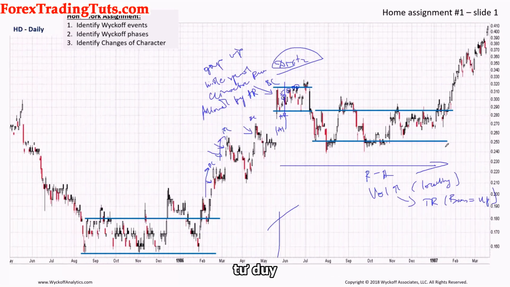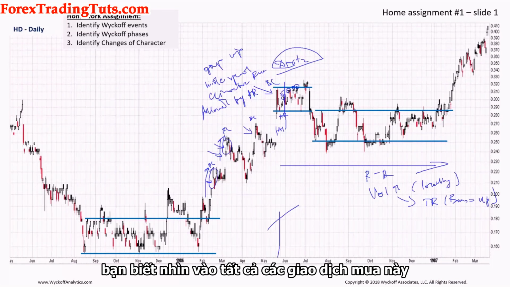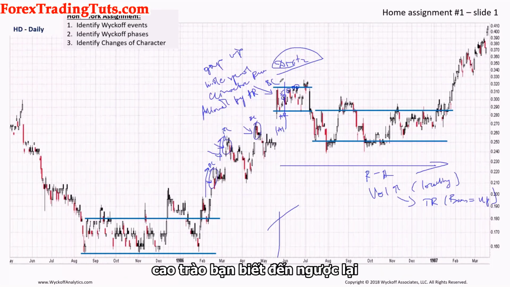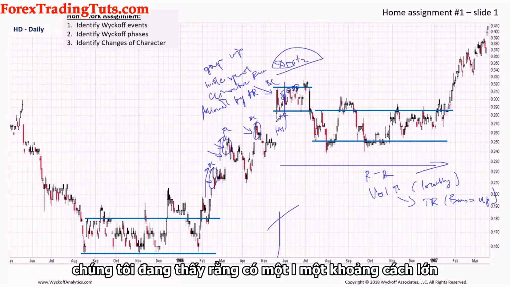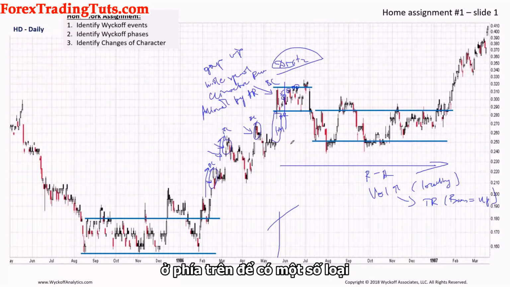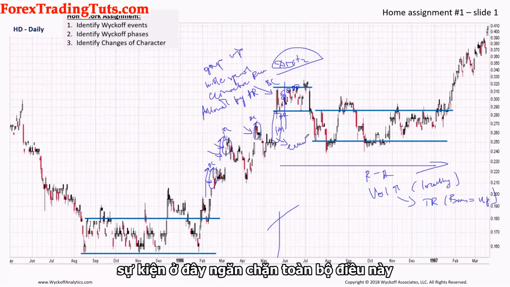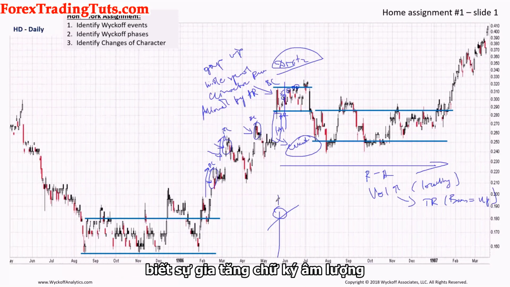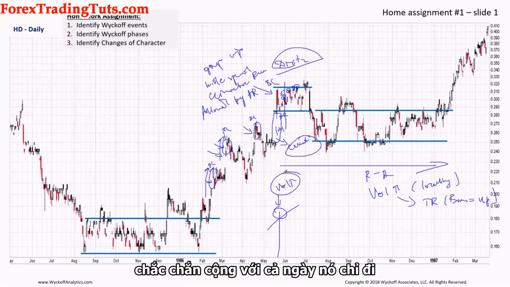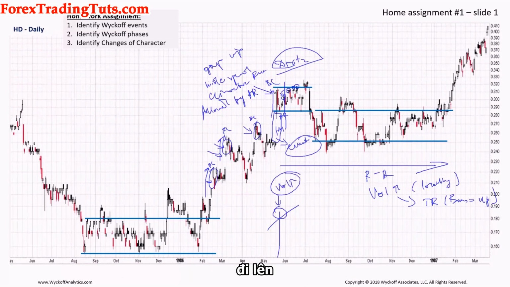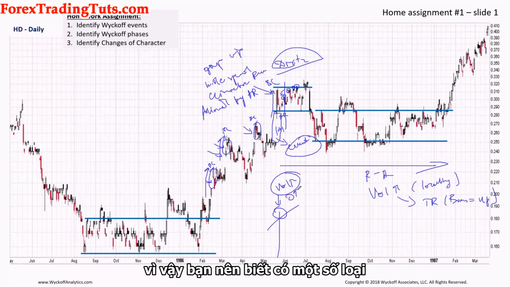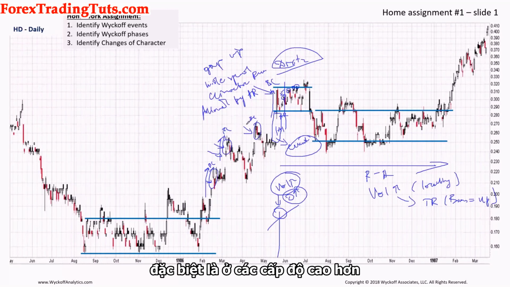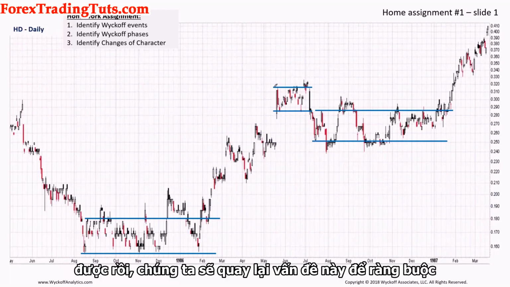On second thought, looking at all of these buying climaxes to the upside, we're seeing that there is a big gap to the upside. So there is some kind of event here that stops this whole movement. So this event should have an increase in the volume signature for sure. Plus the whole day just goes up. So that should have some kind of demand behind it, especially at the high levels over the resistance. So I wonder what the volume signature is. Okay, we'll come back to this.